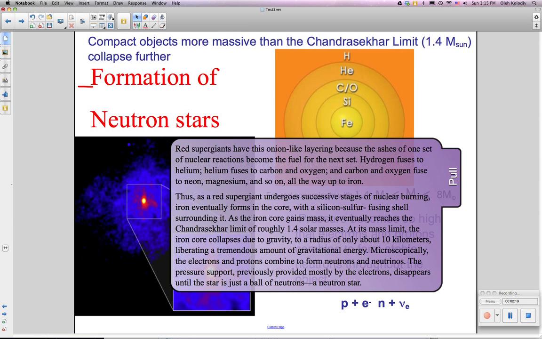At its mass limit, the iron core collapses due to gravity. It collapses so small, it is only about 10 kilometers in diameter, liberating a tremendous amount of gravitational energy. Microscopically, the electrons and protons combine to form neutrons and neutrinos. The pressure support previously provided by the electrons disappears until the star is just a ball of neutrons, a neutron star.